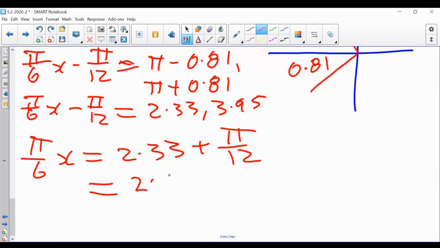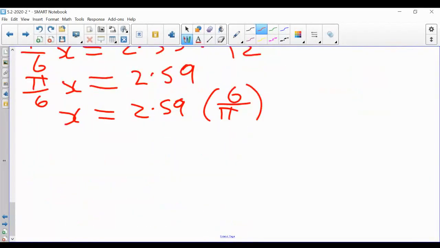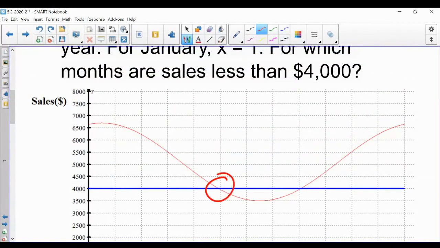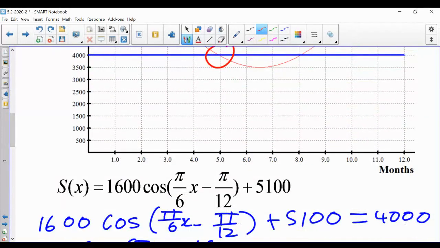2.59. So it's pi over 6 x that's equal to that. So x should be equal to 2.59 times 6 over pi. Remember, we're going to multiply this side by the reciprocal, right? So the 2.59 times 6 over pi. So can you quickly tell me what that number is? 4.95. Thank you. So that apparently is this answer that we got right here, right? That's the 4.95. All right, I'm going to leave it there, right?